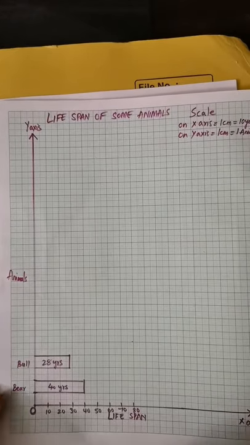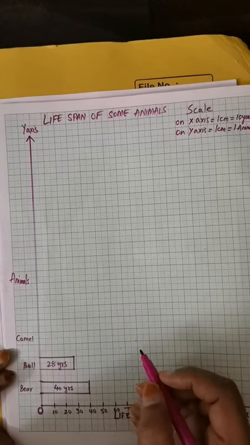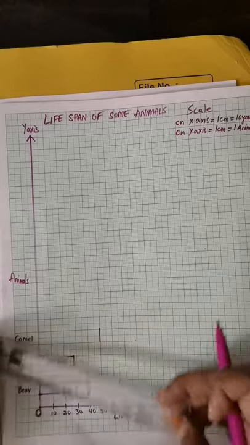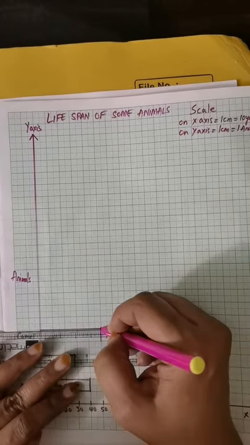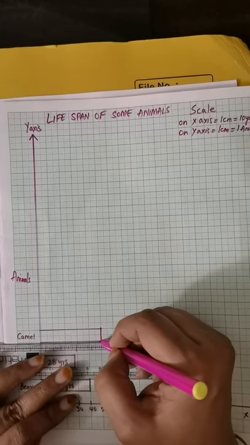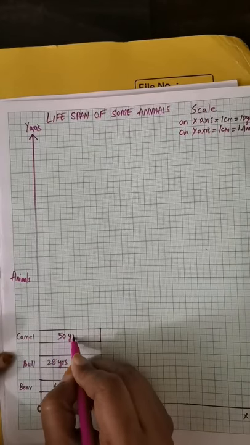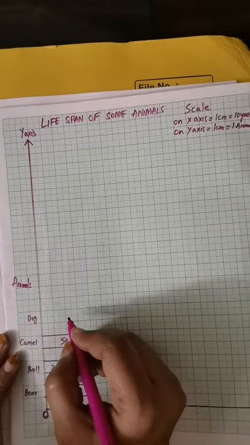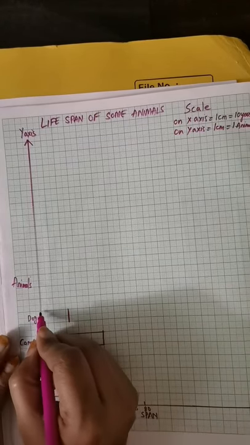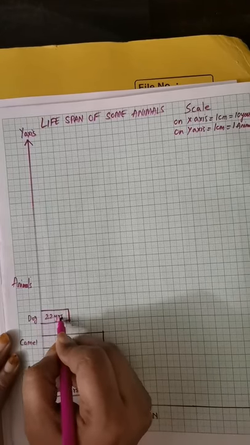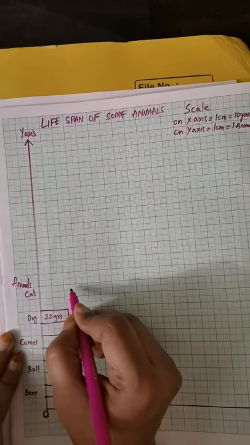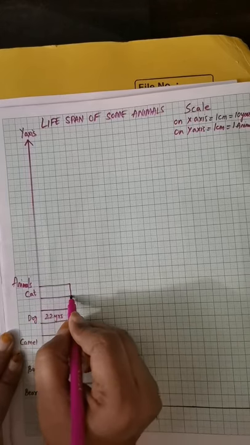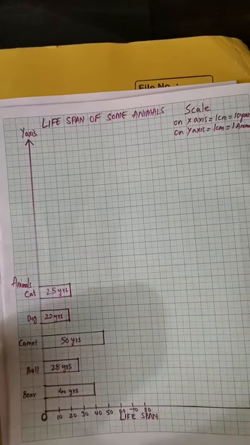Next is camel, 50 years. Camel is 50 years, meaning you have to draw the horizontal bar till 50. It is very simple, children, and very interesting as well. The lifespan of camel is 50 years. Next is dog, 22 years, and cat, 25 years. 22 years means 20 plus 2 small lines. Cat is 25 years, 20 plus 5 lines.